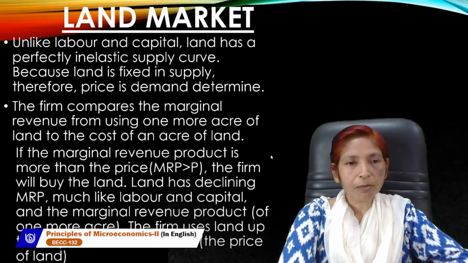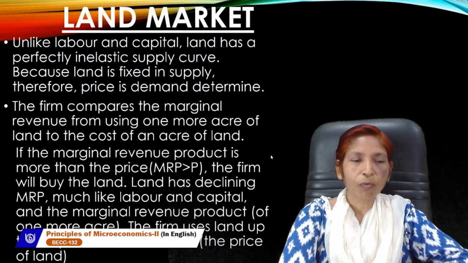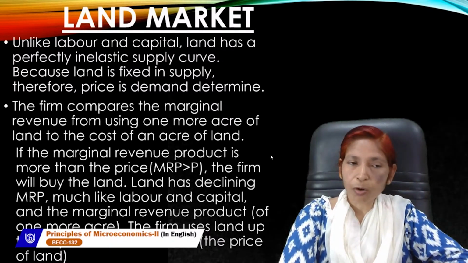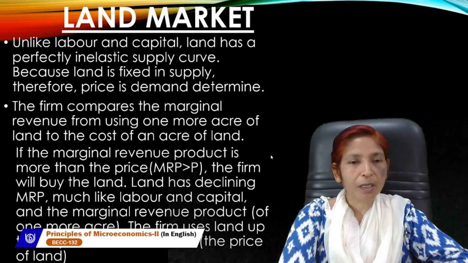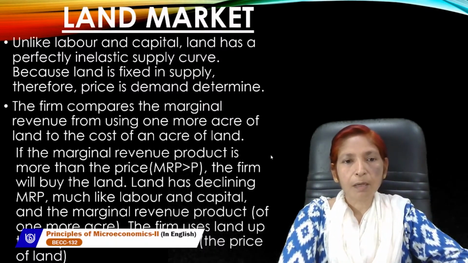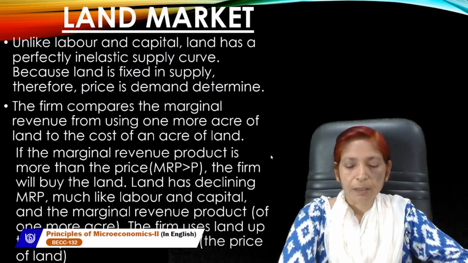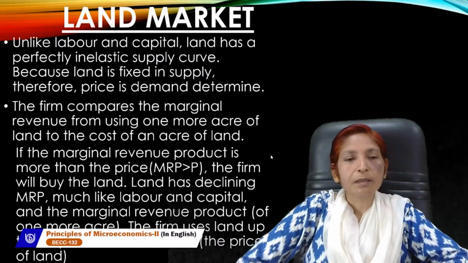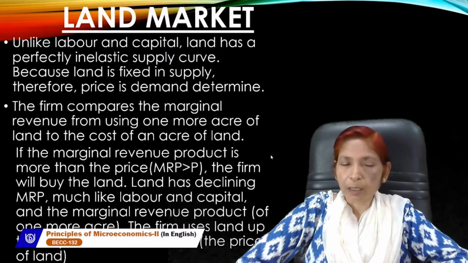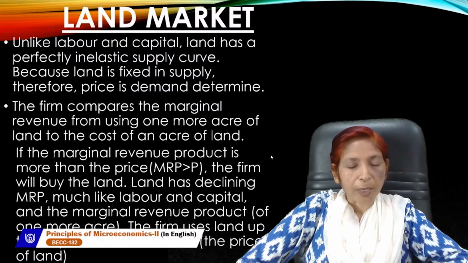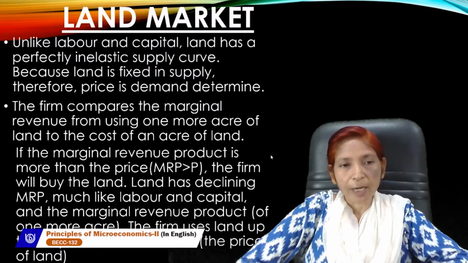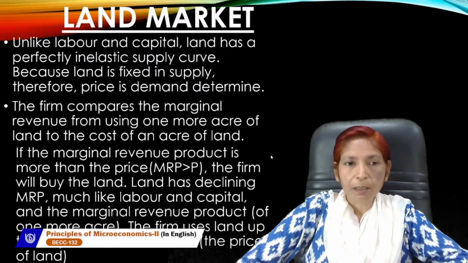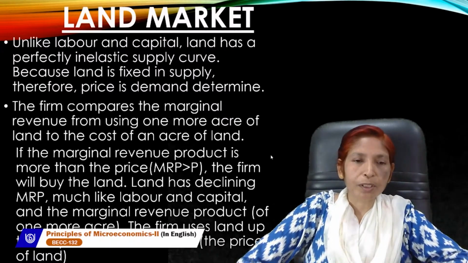So the land supply curve is always vertical or parallel to the y-axis because land is fixed in supply. Therefore, price is demand determined. It means supply can't determine the price individually. In the determination of land price or rent, demand plays a very important role.